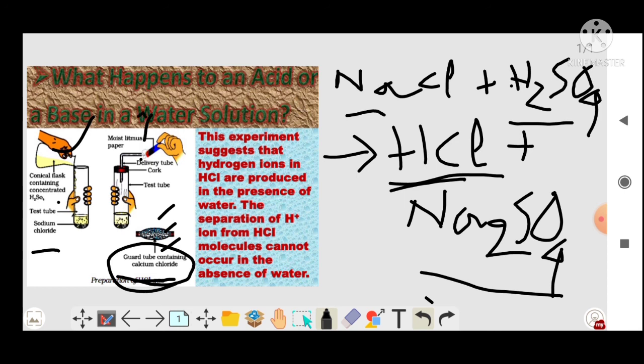ड्राई HCl अगर निकलेगा तो यहाँ पे तुम एक लिटमस पेपर रखो. ठीक है, एक लिटमस पेपर रखो. ड्राई लिटमस पेपर, ओके, ड्राई लिटमस पेपर रखोगे तो ब्लू लिटमस पेपर का कोई कलर नहीं चेंज होगा. ठीक है, लिटमस पेपर का कोई कलर चेंज नहीं होगा.